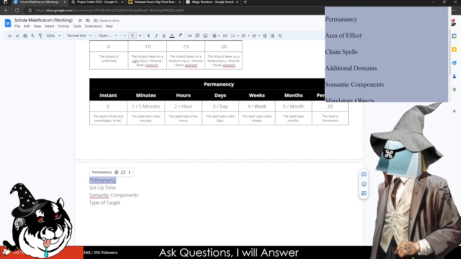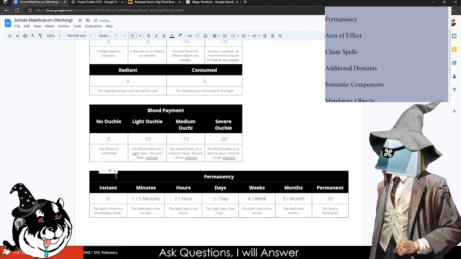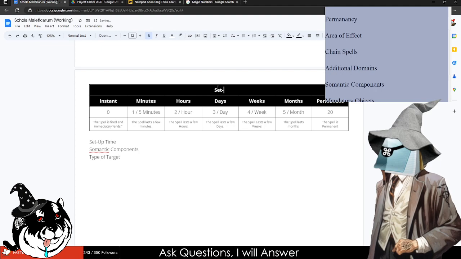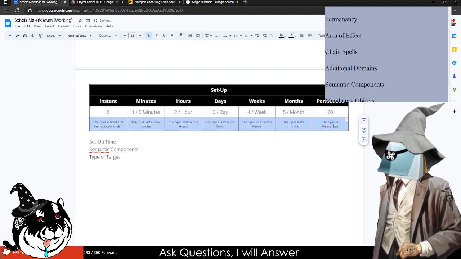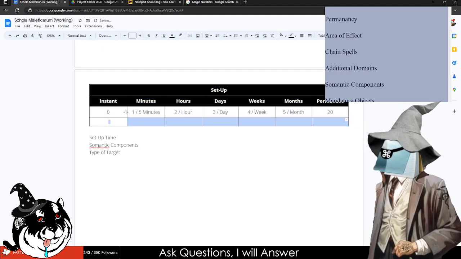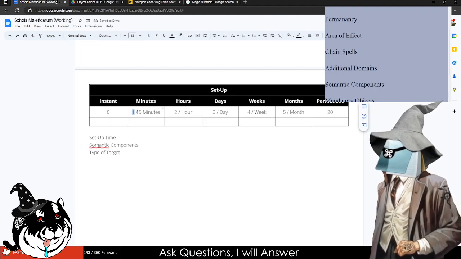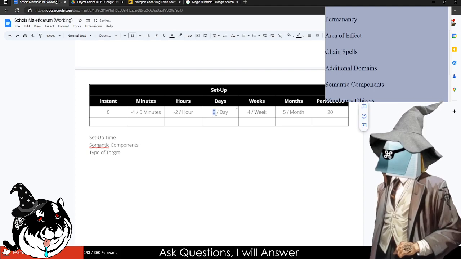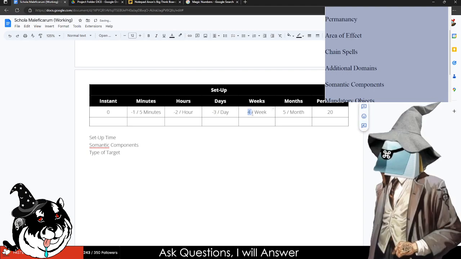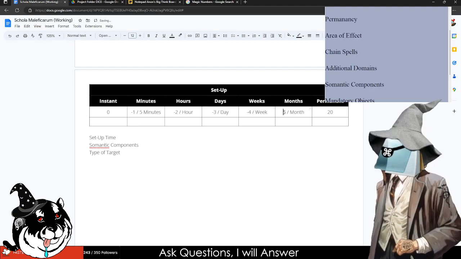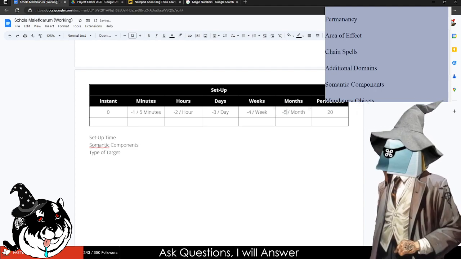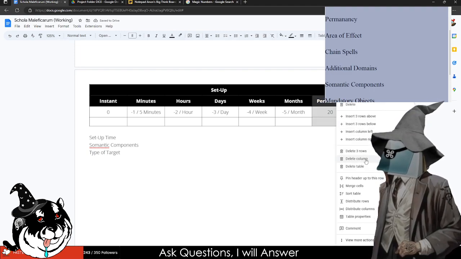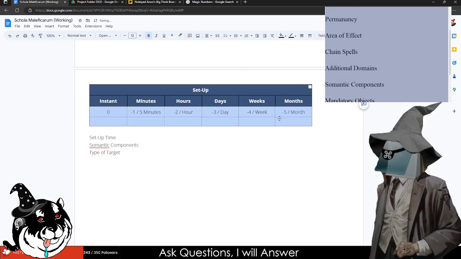Which is going to do setup time. If we want to do setup time, we're going to use the same thing, but it's actually going to be the opposite. Instant, which is going to be -1, -2, -3, -4, -5, and permanent.